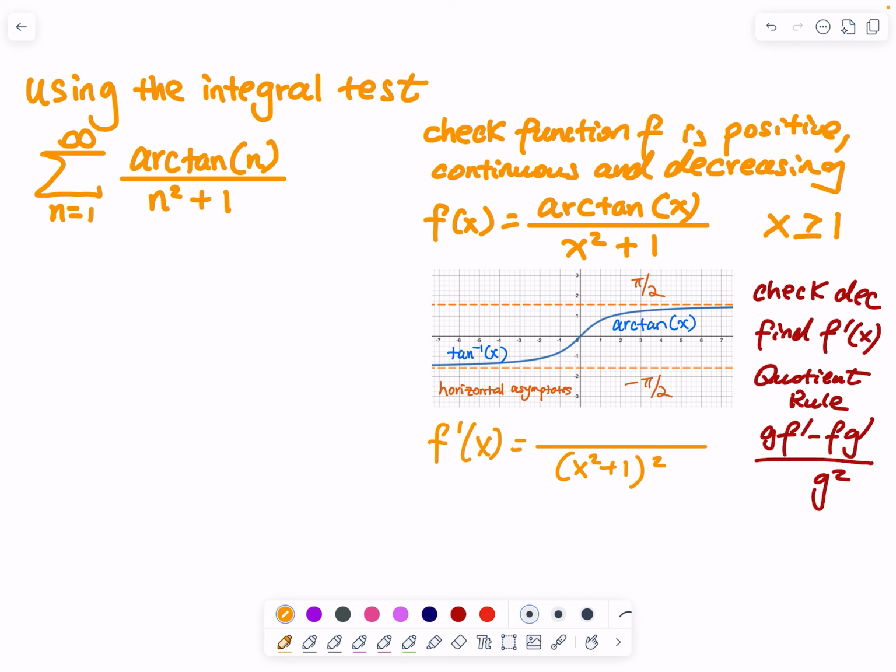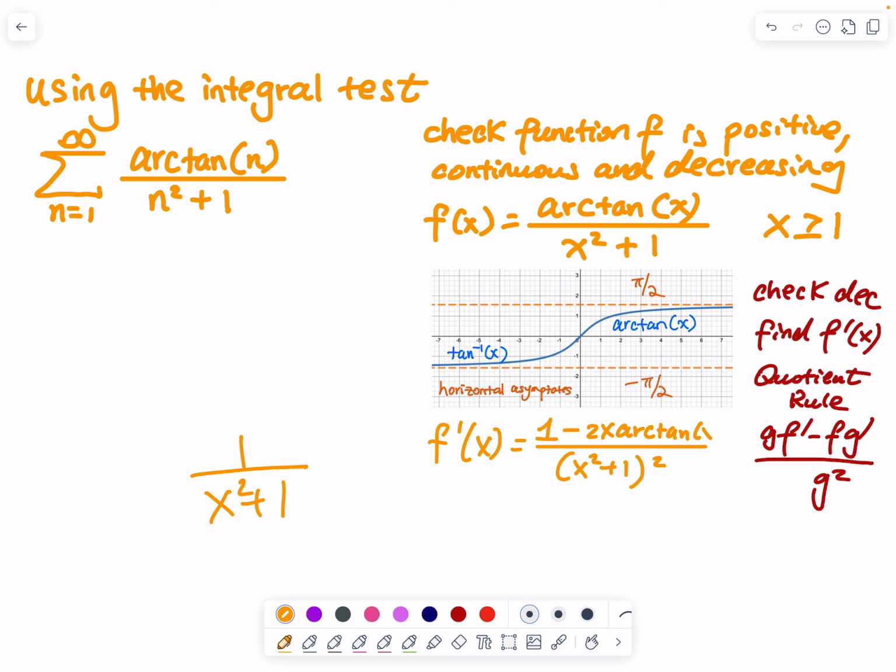For g f prime, the derivative of arctangent, what's the derivative of arctangent? The derivative of arctangent is 1 over x squared plus 1. So g f prime will just cancel the g, so this equals 1, and then minus f g prime. f is arctangent, the derivative of g is 2x. So we have 2x arctangent x.